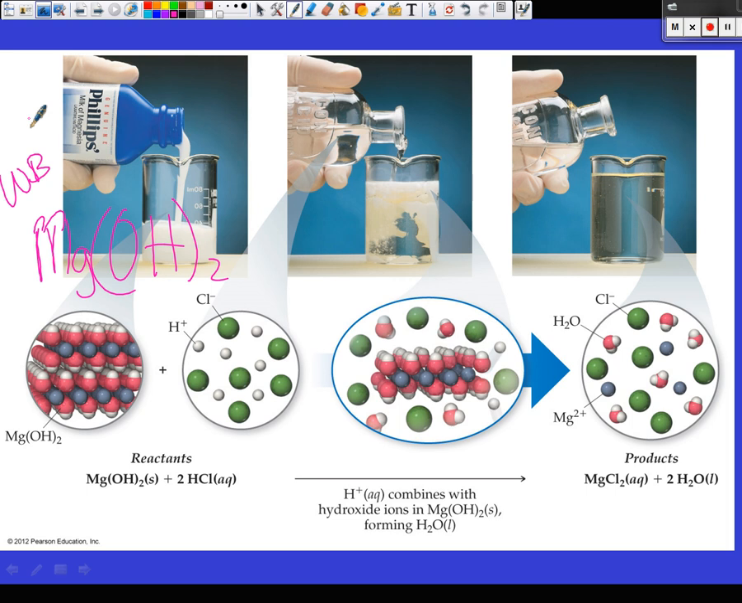Now, there's a way you can tell it's a weak base. We're mixing it with, right here, this is HCl. It is strong. Now, what do we know the difference between strong and weak? Let's look at this particular diagram. Now, I'm going to write this word, and if you want to write this underneath these pictures, it's called a particulate diagram.